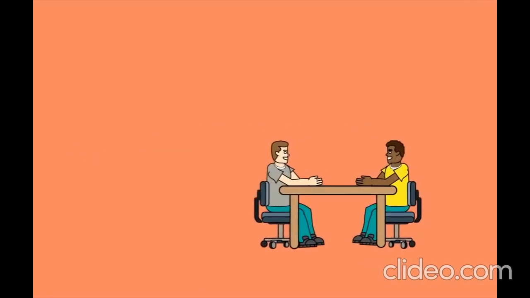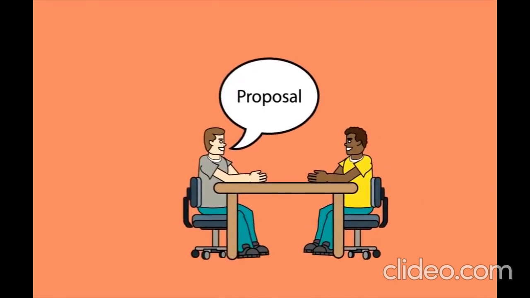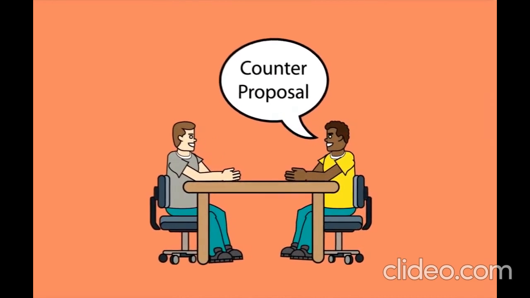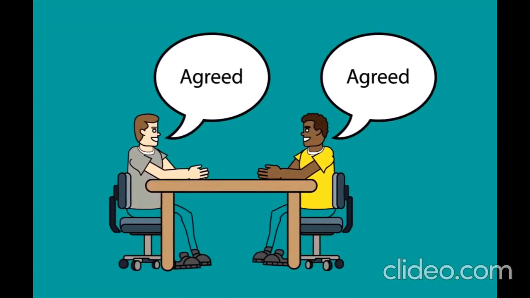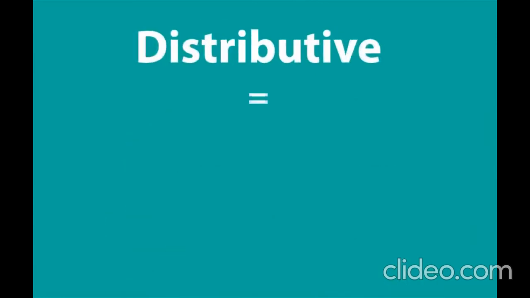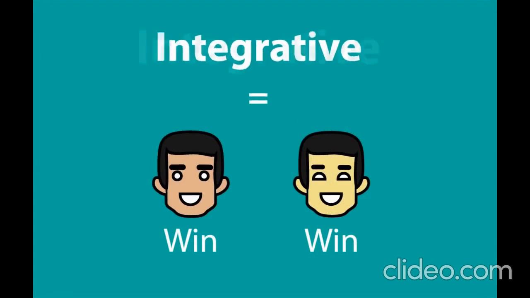All negotiations are similar in that they involve people taking initial positions, offering proposals, counter-proposals, and concessions until finally coming to an agreement. The two main ways of looking at negotiation are distributive, win-lose, and integrative, win-win.